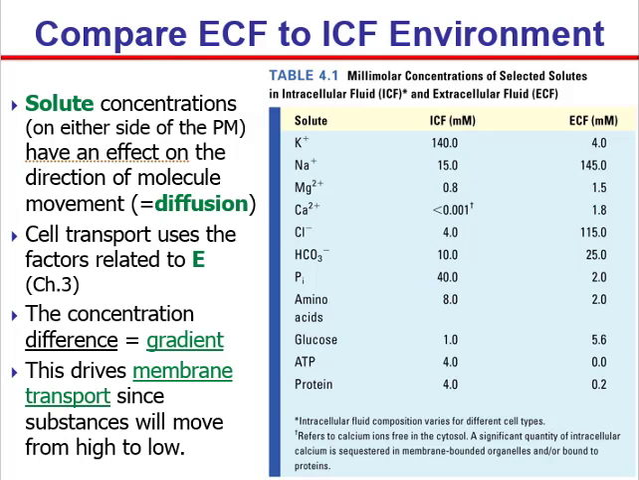Compared to the ECF, the column on the right. So if potassium has 140 millimolar inside, it only has 4 millimolar outside. So there's more potassium inside the cell than outside the cell. If we go down to sodium, where we have 15 millimolar inside the cell, we have 145 millimolar outside the cell. So the cell doesn't have a lot of sodium inside.